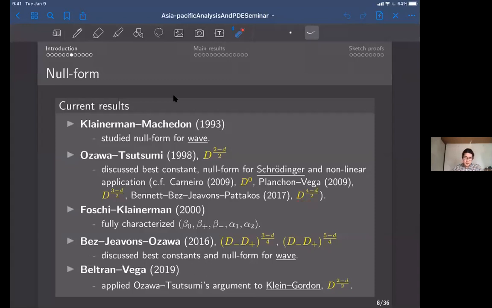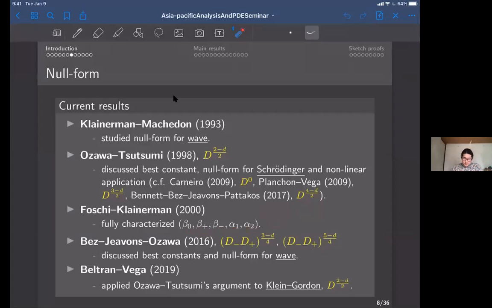In other words, they revealed the properties of beta 0, beta plus, beta minus, alpha 1, and alpha 2. This is for the L2 case. And for LQLR, I believe it's almost done, but there is still an open problem in 2-dimension. So if you're interested, you can do something about it.